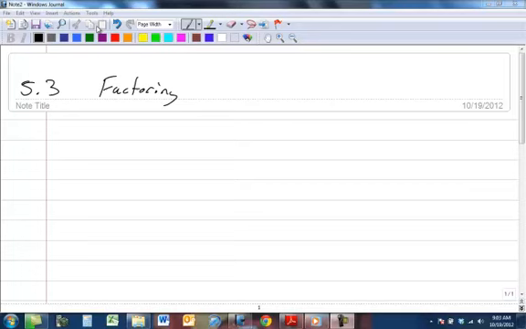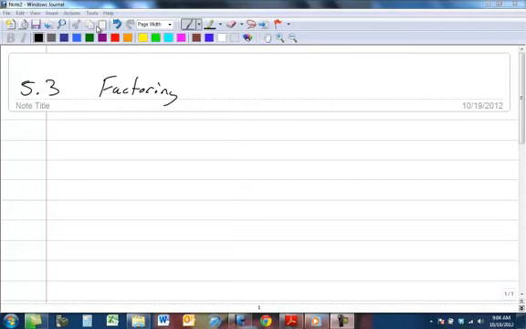5.3 is all about factoring. Now, what counting was to kindergarten is what solving was to Algebra 1. It's what factoring is to Algebra 2. Y'all, you need to be ninjas at factoring. By the end of this semester, we will have 7 ways to solve. In fact, it will actually be 9.